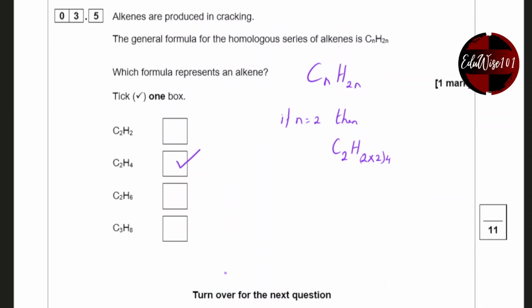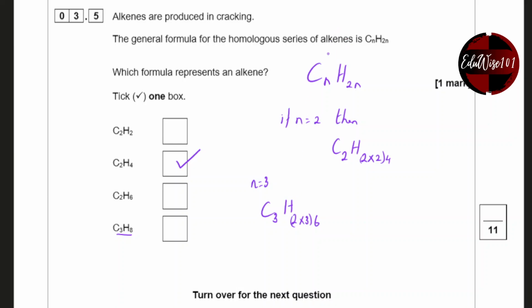Here you can see they have given 3 molecules with C2 and the third one is C3. So let's see if this follows the general formula as well. So if n equals 3 here, so C3H2 times 3 is going to be 6, right? So it's 8 here.